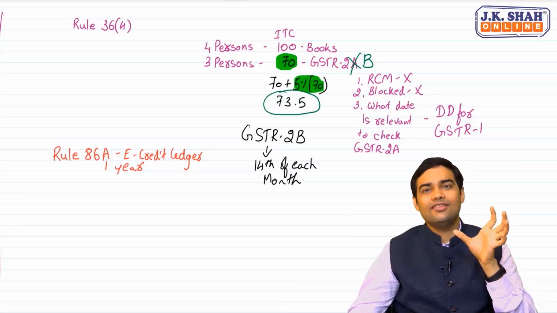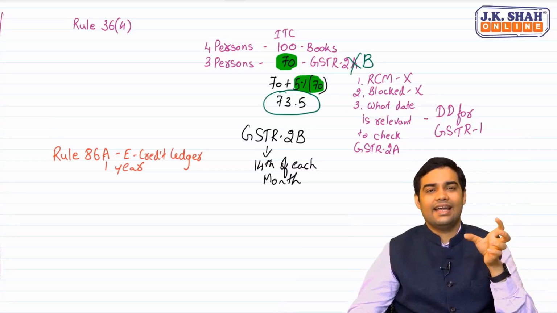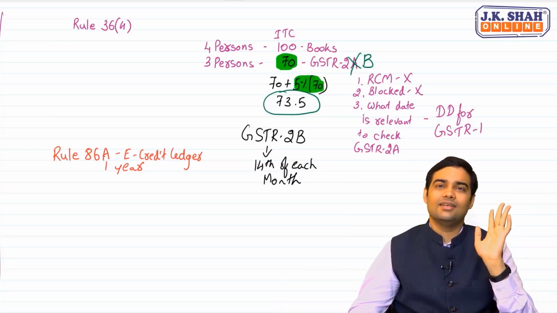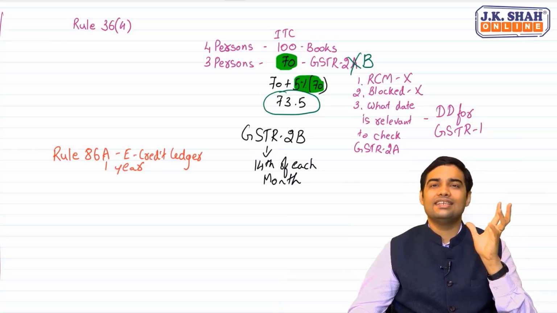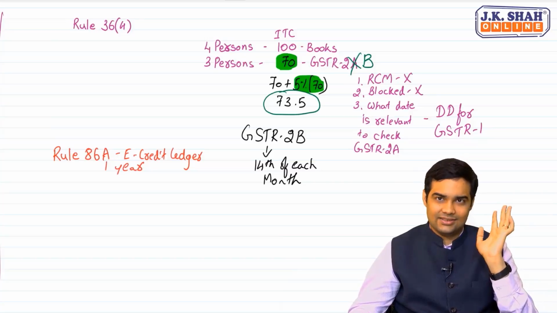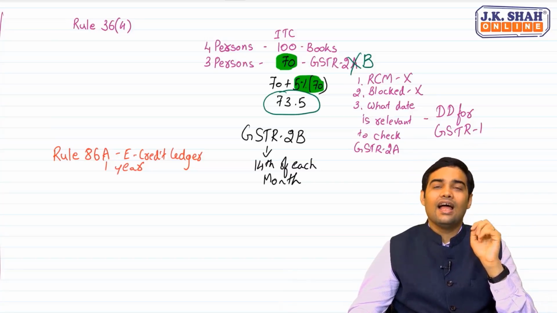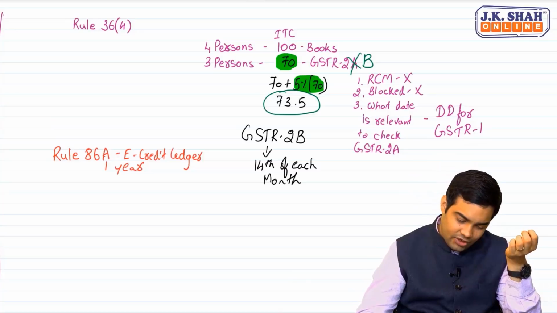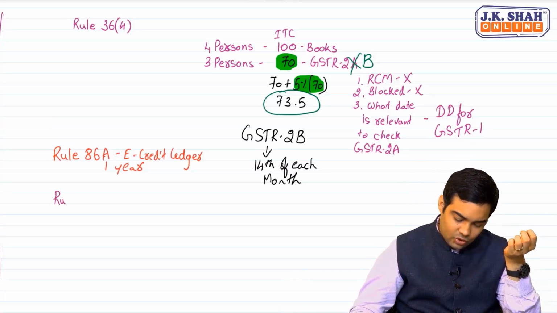No. They'll complete the entire inquiry and thereafter the process gets complete. So 1 year is the time for which the officer can block the credit ledger. Okay. One new point added for November 21 is Rule 86B.